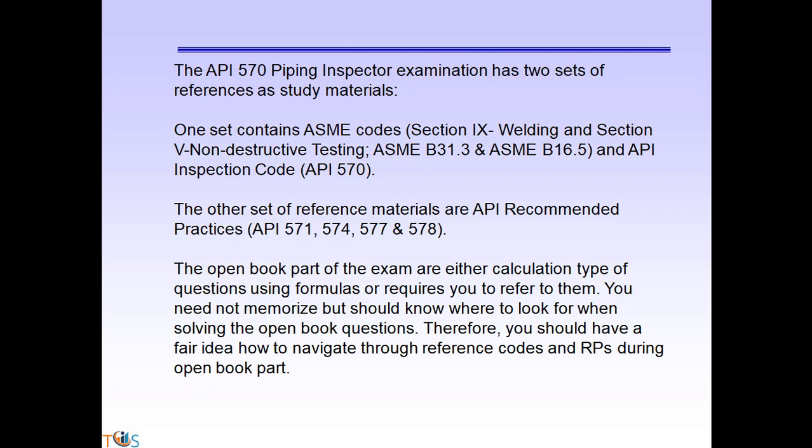The API 570 Piping Inspector examination has two sets of reference and study materials. One set is ASME codes, Section 9, B31.3, B16.5, and the API inspection code. The other set are recommended practices 571, 574, 577, and 578. So you can differentiate or categorize them based on codes and recommended practices.